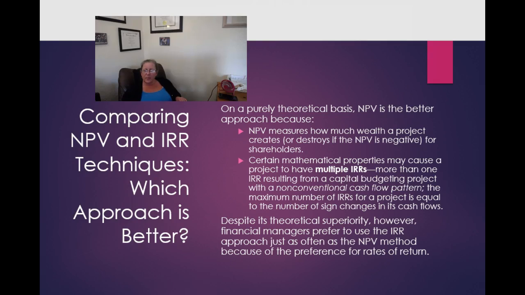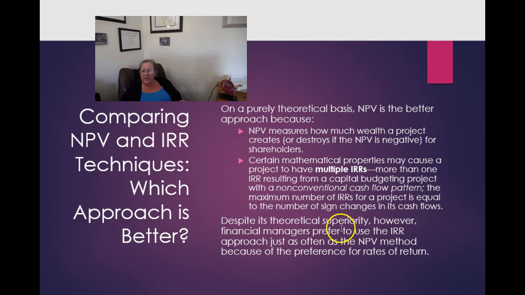Finally, comparing NPV and IRR techniques, which approach is better? On a purely theoretical basis, NPV is the better approach because it measures how much wealth the project creates for shareholders or destroys if the NPV is negative. Certain mathematical properties may cause a project to have multiple IRRs, more than one IRR resulting from a capital budgeting project with a non-conventional cash flow pattern. The maximum number of IRRs for a project is equal to the number of sign changes in its cash flow.